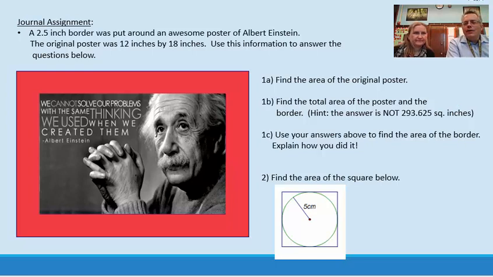Same sort of problem. In 1A, you're going to find the area of the original poster. It was 12 by 18 originally. Then we added a 2.5-inch border around it. For question 1B, you're going to find the area of the picture and the border together. For part C, you're going to find the area of just the border. You have to think about that one: if we know the whole area and the area of the picture, how can we get the area of just the border? For problem number 2, we have a problem just like we just did. Find the area of that square. Just draw a more useful radius that will give you the dimensions of the square.